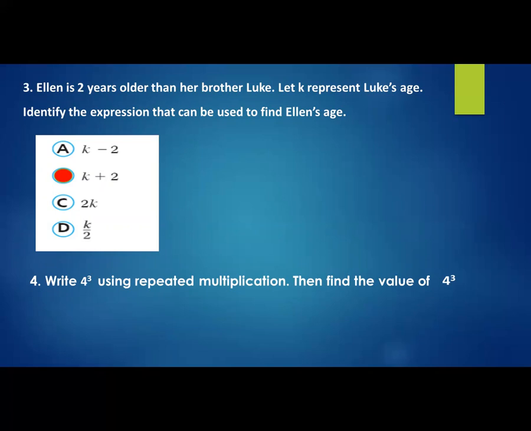Now, write 4 to the power of 3 using repeated multiplication, then find the value of 4 to the power of 3. So you will expand the exponent as 4 times 4 times 4. So 4 times 4 is 16 and 16 times 4 is 64.